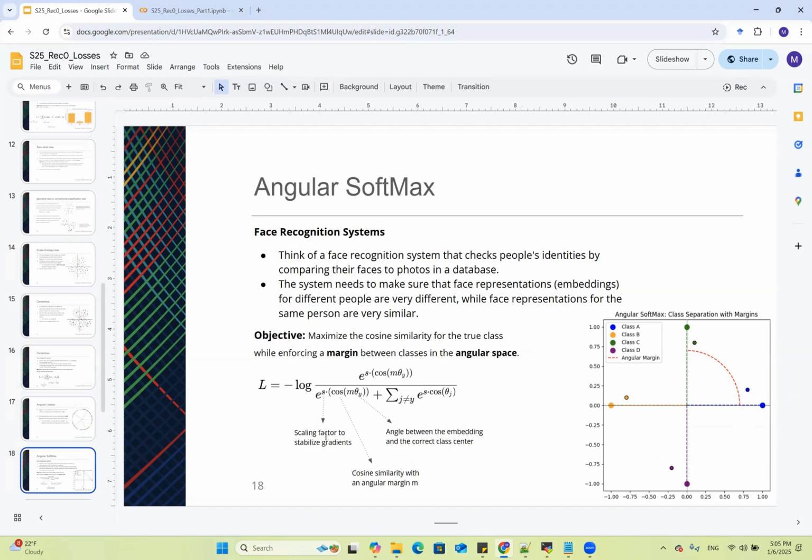This is the formula. S is a scaling factor to stabilize the gradients, and this is the cosine similarity with an angular margin M. And theta is the angle between the embedding and the correct class center.